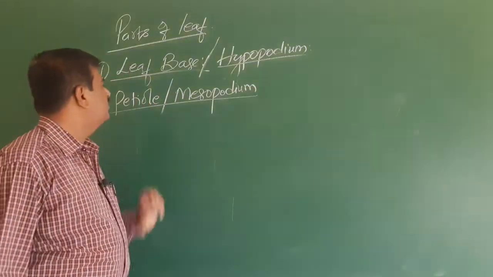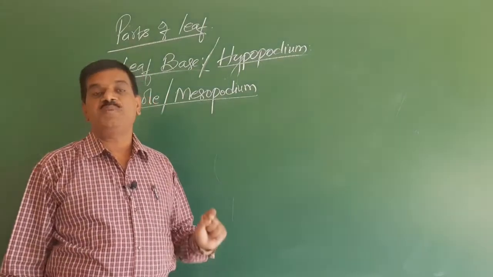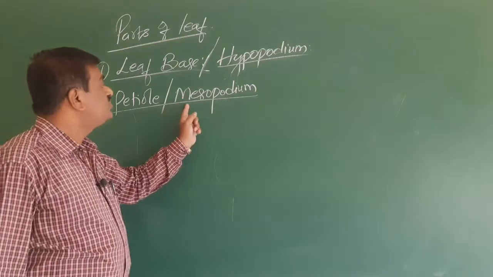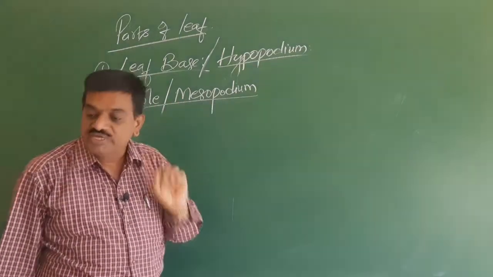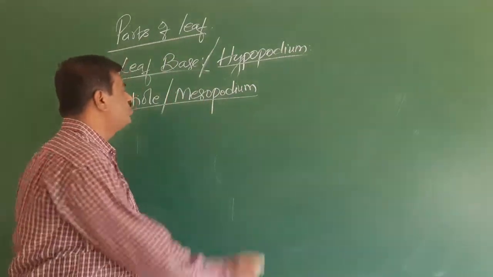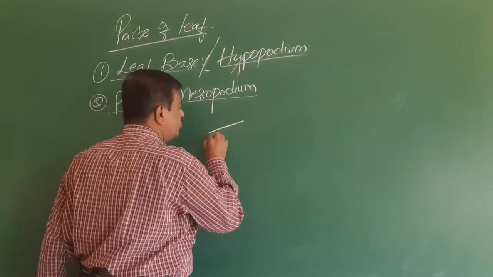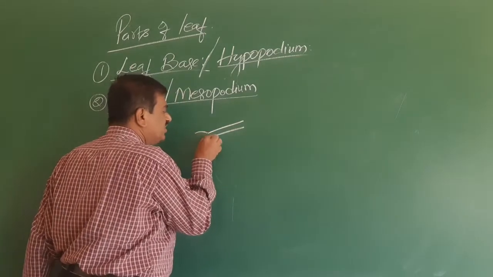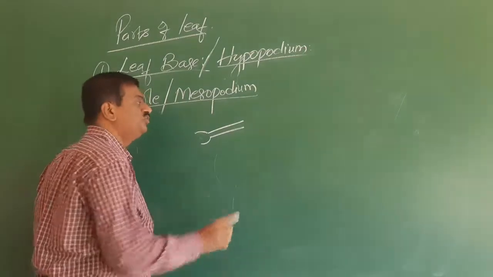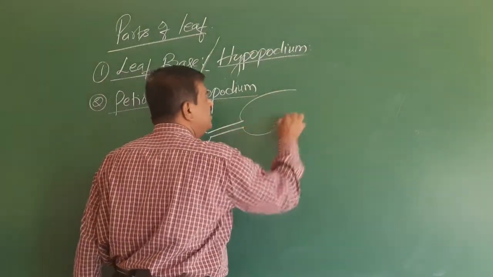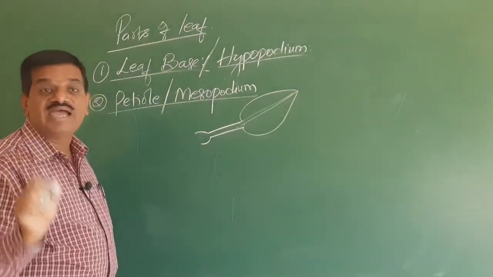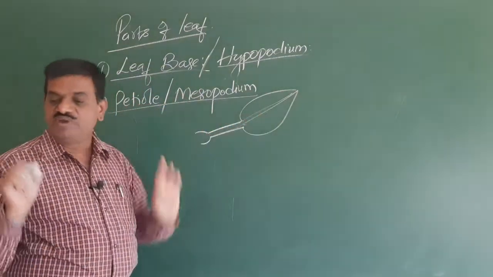We go for the next one called petiole. The second part of a leaf is called petiole, the stalk of a leaf. It is also called mesopodium. The petiole always holds the leaf lamina. The leaf base is continued as a stalk called petiole. This petiole holds the leaf blade, also called leaf lamina.